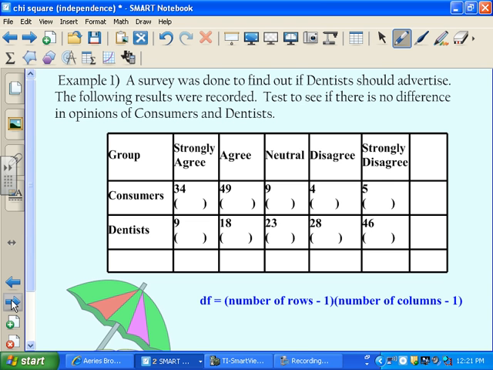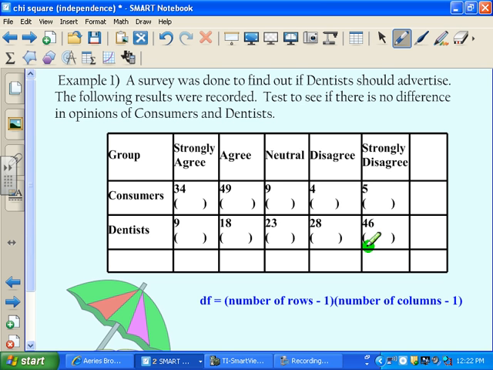A survey was done to find out if dentists should advertise. The following results were recorded. Test to see if there is no difference in the opinions of consumers and dentists. In other words, dentists may be saying something like, you know what, I don't think we need to advertise. People are going to come to us no matter what. Do we agree? Do you see that that's the dentist's opinion looking at this survey? So we're looking at the dentist row, and they're saying, should you advertise? Most dentists are saying, a majority of them are saying, no, I don't need to advertise. Does that make sense?